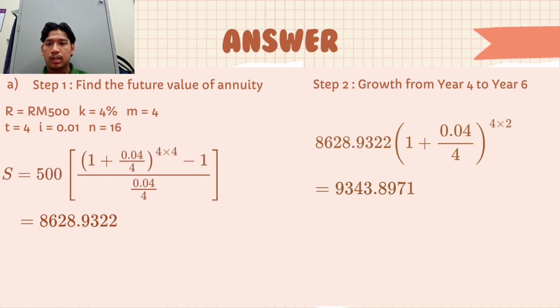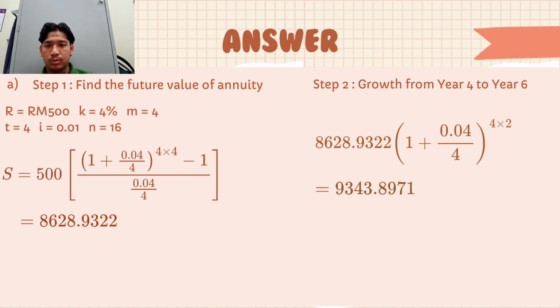annuity. These are the extracted information from the question. We get R equals 500, K equals 4%, M equals 4, T equals 4, I equals K over M, which is 4% over 4, we get 0.01, and N equals MT, which is 4 times 4, and we get 16. So from this information, we substitute it into the future value of annuity formula. So the answer will be 8628.9322. So moving on to the second step.